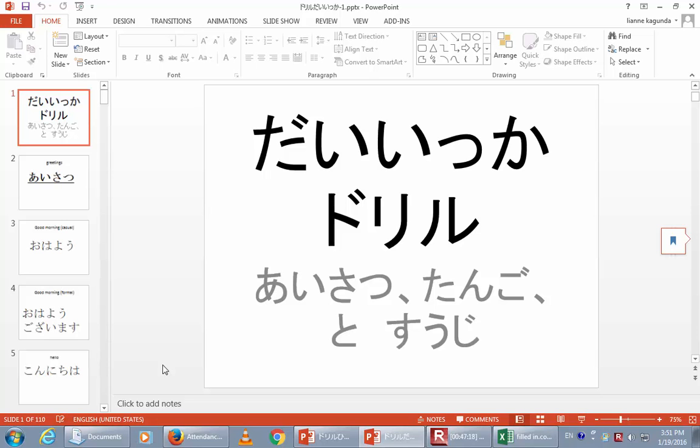Gozen. Right. Gozen is the opposite of gogo. Remember gogo was PM, so gozen is AM. Yeah, it's literally noon before. Okay, if you were looking at the kanji.